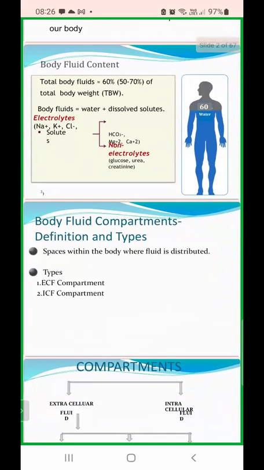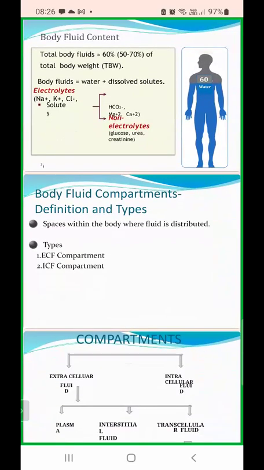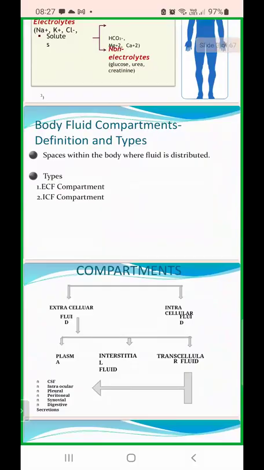Now let's come quickly to the body fluid compartments, their definition and types. What do you understand by a body fluid compartment? They are the spaces in the body where the body fluid is distributed. There are two types of body fluid compartment: the extracellular fluid compartment and the intracellular fluid compartment, so the ECF compartment and the ICF compartment. Extracellular fluid is present outside the cell, and intracellular fluid is present inside the cell.